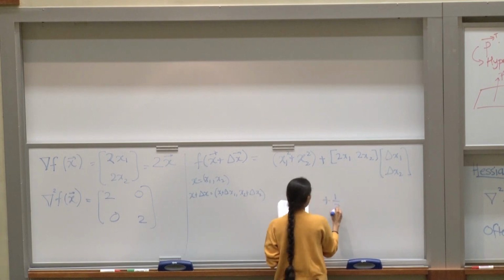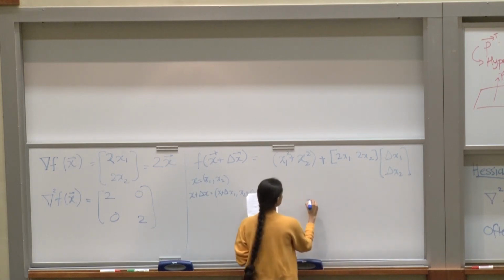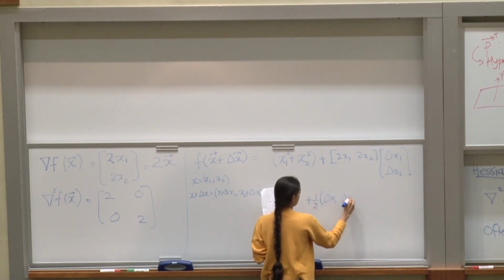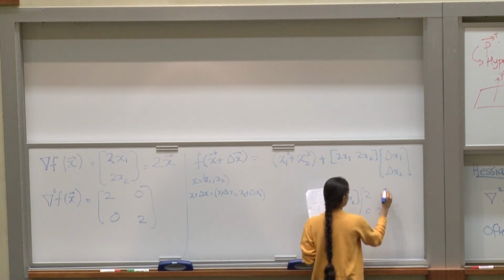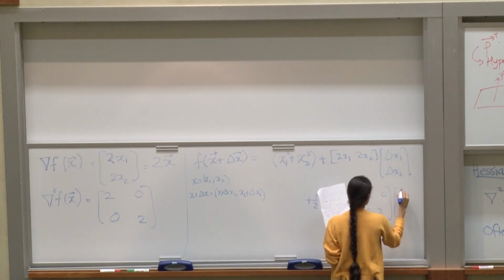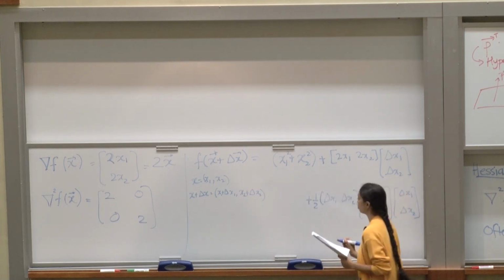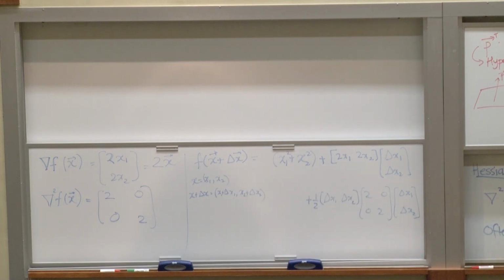Plus 1/2 delta x1, delta x2 times my Hessian times delta x1, delta x2. So let's see how well we do with this approximation. What does this come out to be when you simplify this?